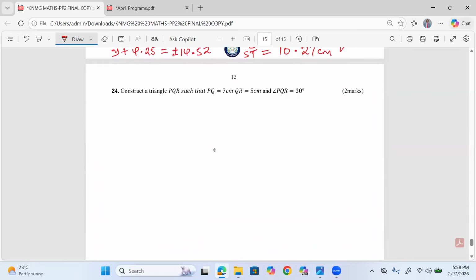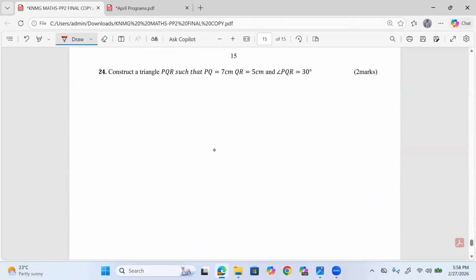Yes, now number 24 and the last. Construct a triangle PQR such that PQ equals 7 centimeters, QR equals 5 centimeters, and angle PQR equals 30 degrees. Let's do this triangle together. Let us do the diagram together. It's a very good question on loci.